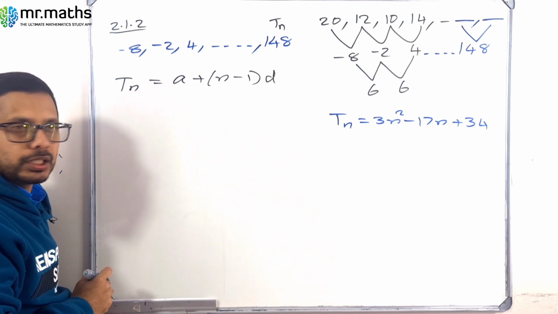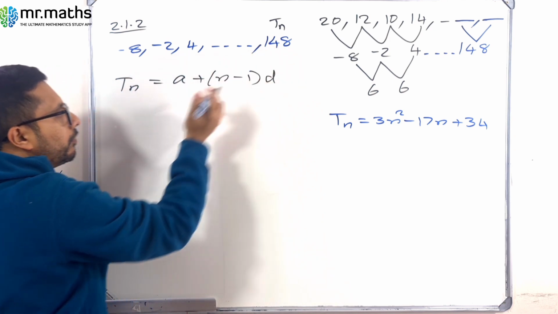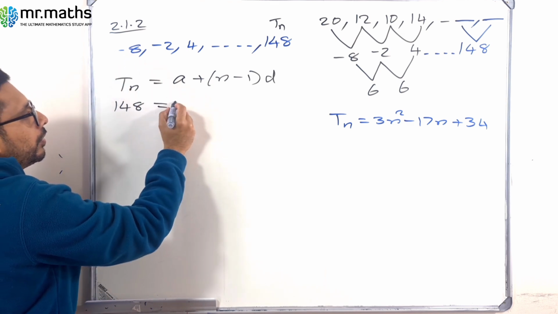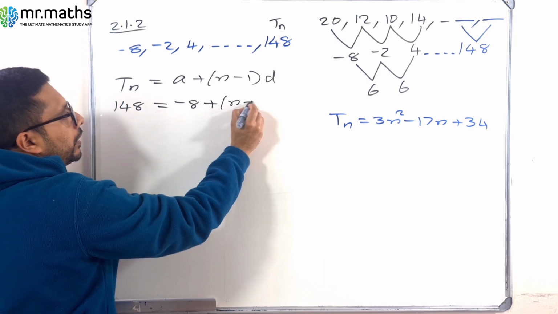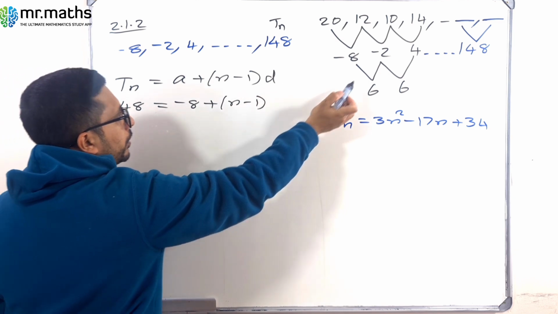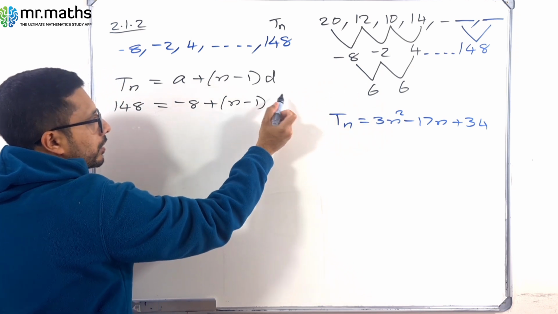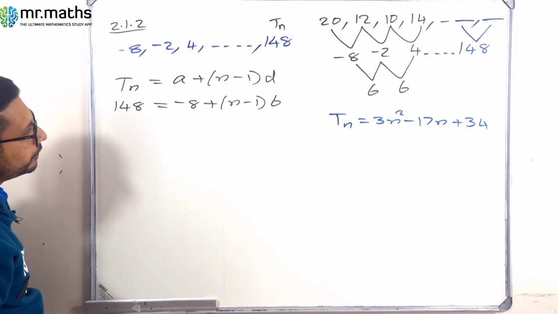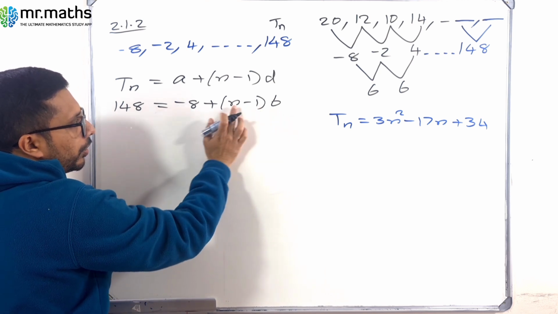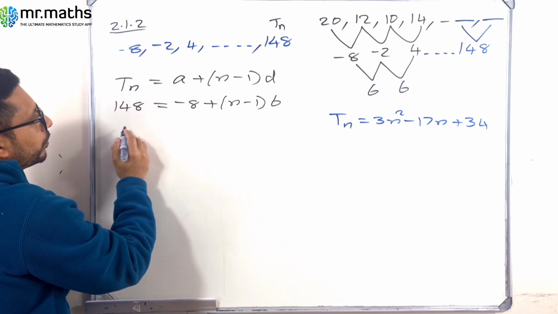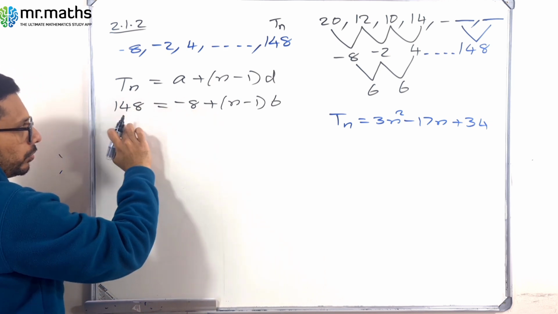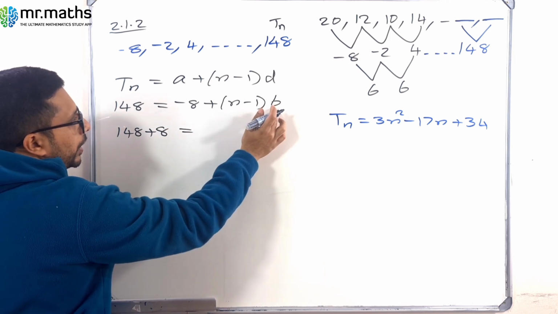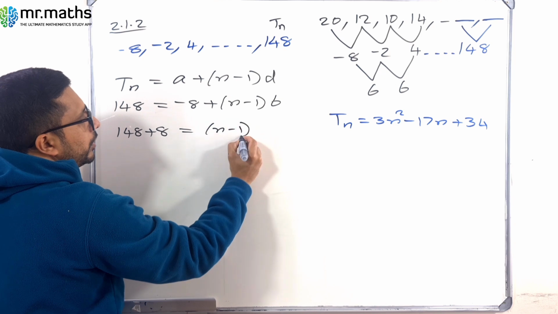You remember this formula? Okay, so here what is Tn? Tn we have to take as 148. a plus, what is a? Minus 8, plus n minus 1 into d. What is the common difference in this sequence? Here we already got that answer. It is 6, second term minus first term. So now from here we have to find the value of n. How can I find n? Take this minus 8 to this side. So it is 148 plus 8 is equal to n minus 1 into 6.